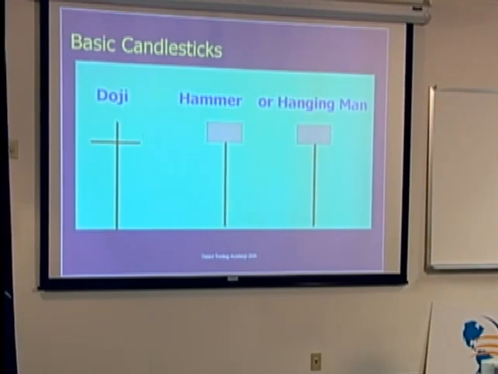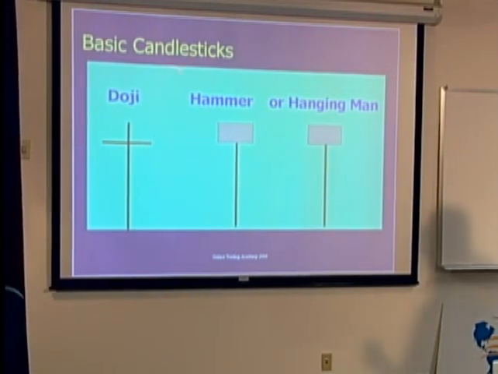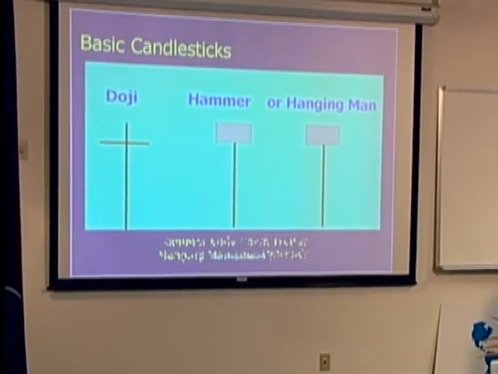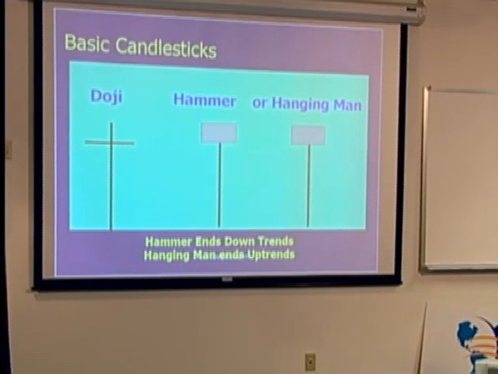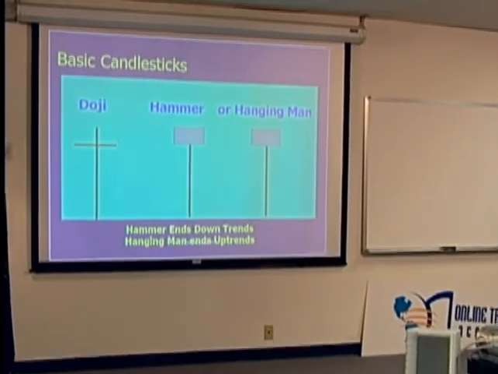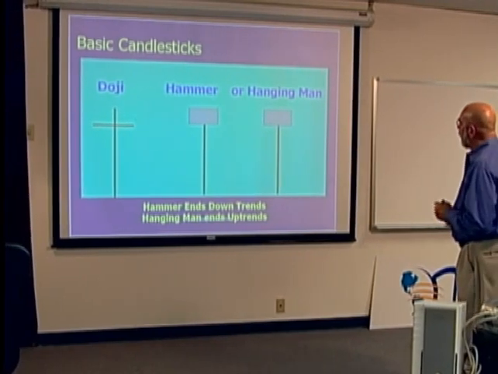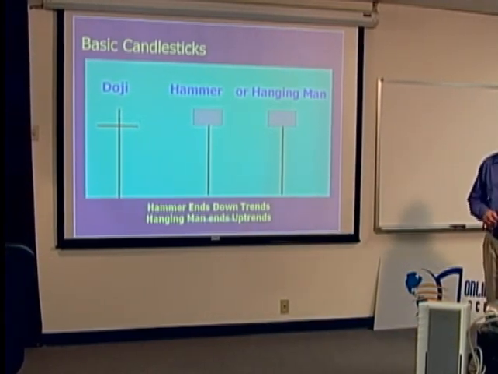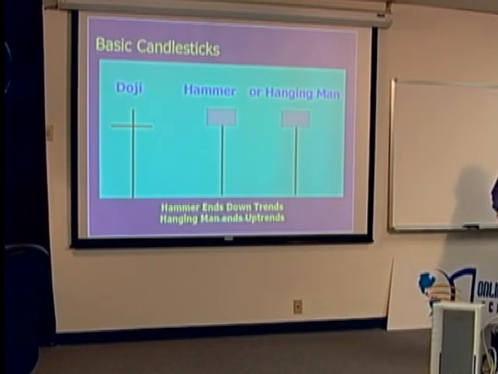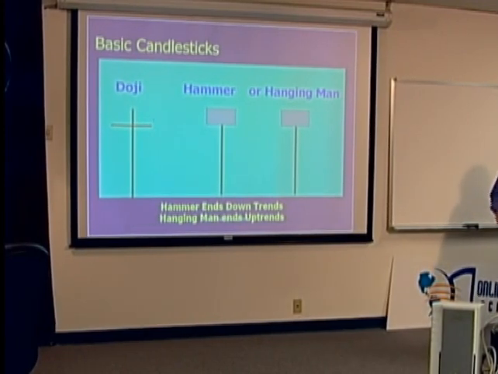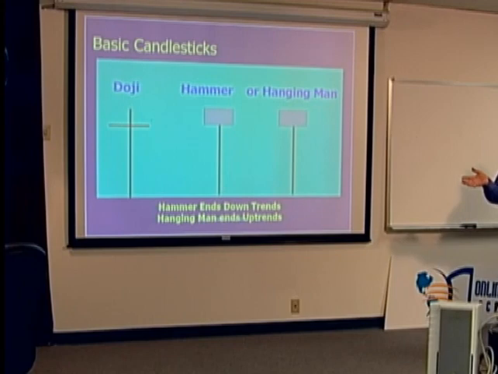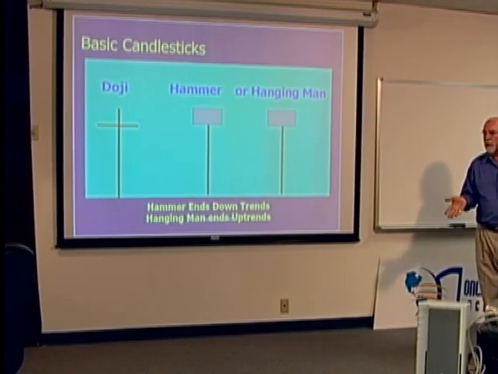So again, a cross of indecision is called a doji. Alrighty? We immediately want to start you guys in with what we call reversal patterns. And the first two reversal patterns are the hammer and the hanging man. Okay? The doji, as we just saw, means what? Indecision. We don't know where the market's going to go.